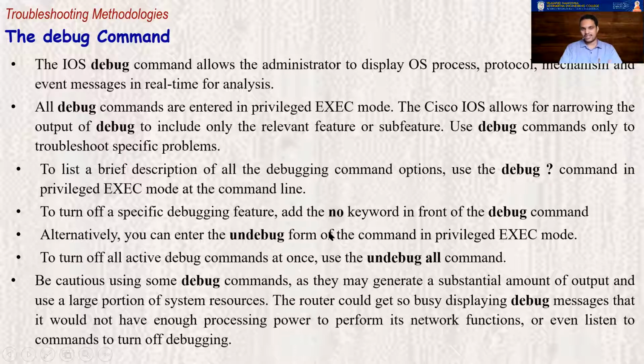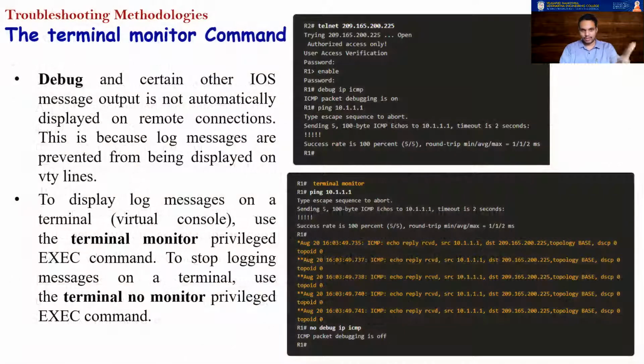And if you don't want to do that, just simply type in the no keyword. That's all. And you can also enter undebug all from the privileged executive mode. If you want to turn off all the active debug commands that are being placed, simply type in undebug all. So you can see it gives you a lot of things.